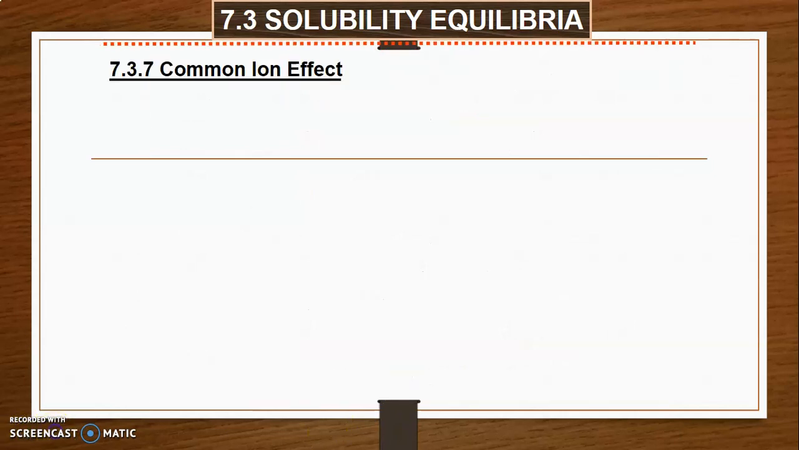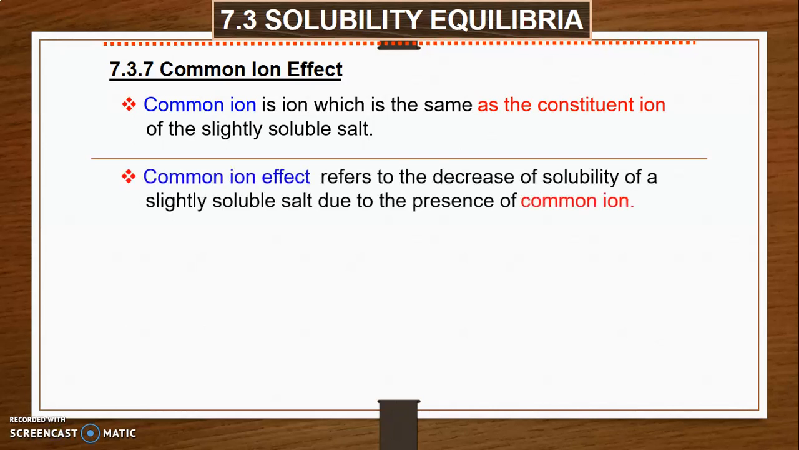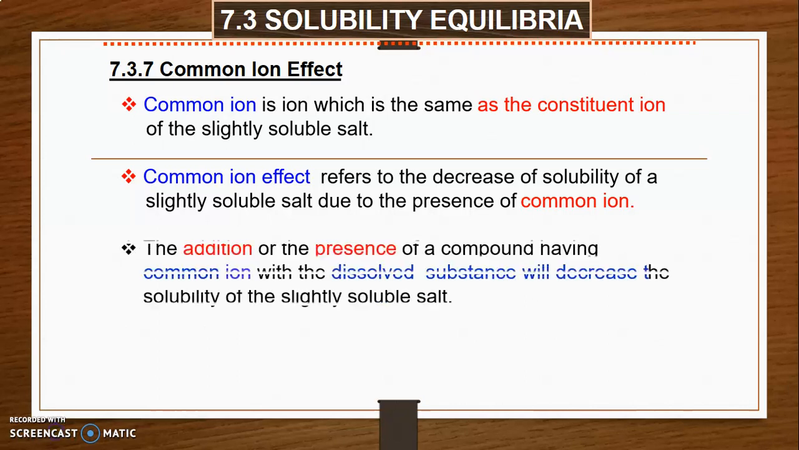Common ion effect. A common ion is an ion which is the same as a constituent ion of the slightly soluble salt. The common ion effect refers to the decrease of solubility of a slightly soluble salt due to the presence of a common ion. The addition or presence of a compound having a common ion with the dissolved substance will decrease the solubility of the slightly soluble salt. This behavior is a consequence of Le Chatelier's principle for the equilibrium reaction of the ionic dissociation.